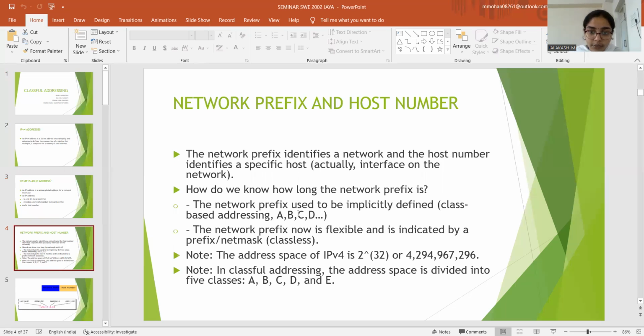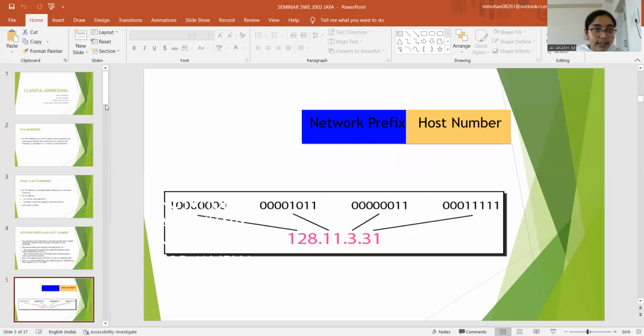How do we know how long the network prefix is? The network prefix used to be implicitly defined, that is class-based addressing: A, B, C, D. The network prefix is flexible and is indicated by a prefix or net mask, that is classless. The address space of IPv4 is 2 power of 32. In classful addressing, the address space is divided into 5 classes, that is A, B, C, D, and E. And here is an example of a picture of network prefix and host number.